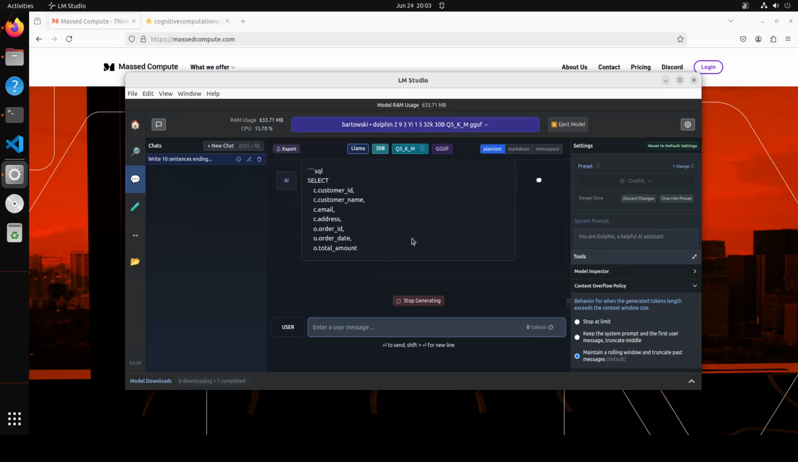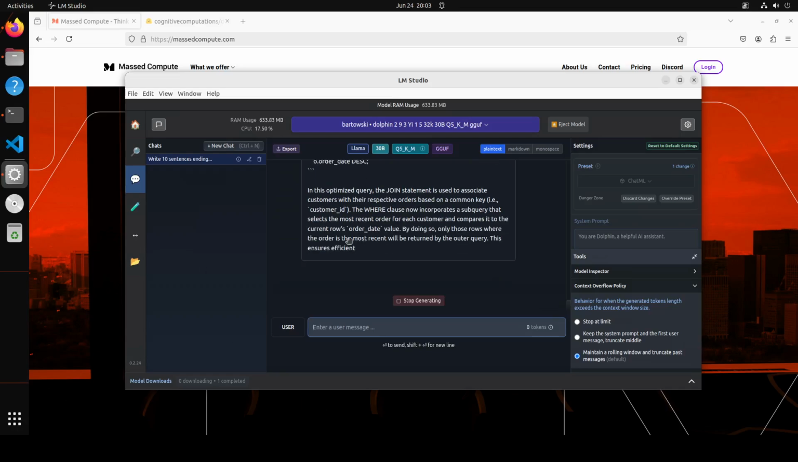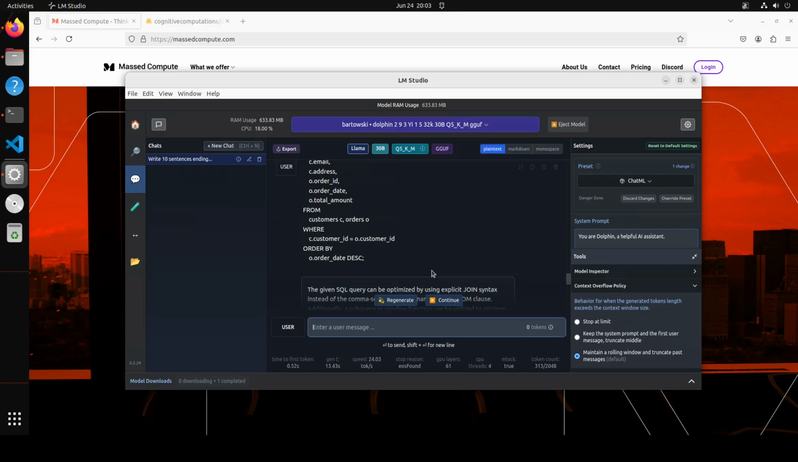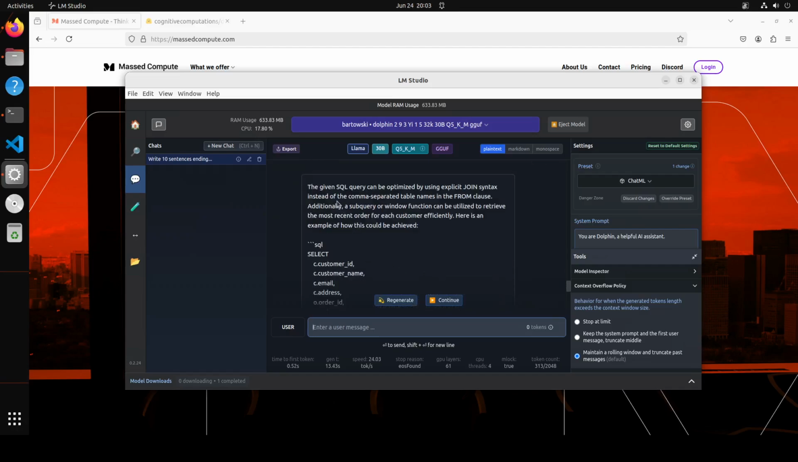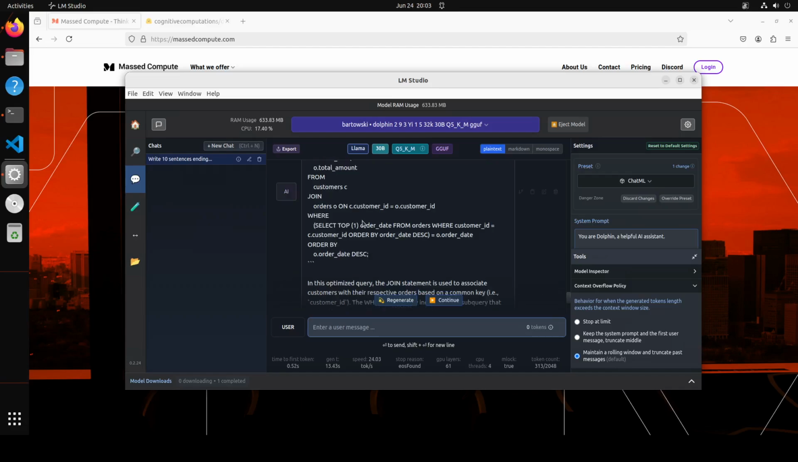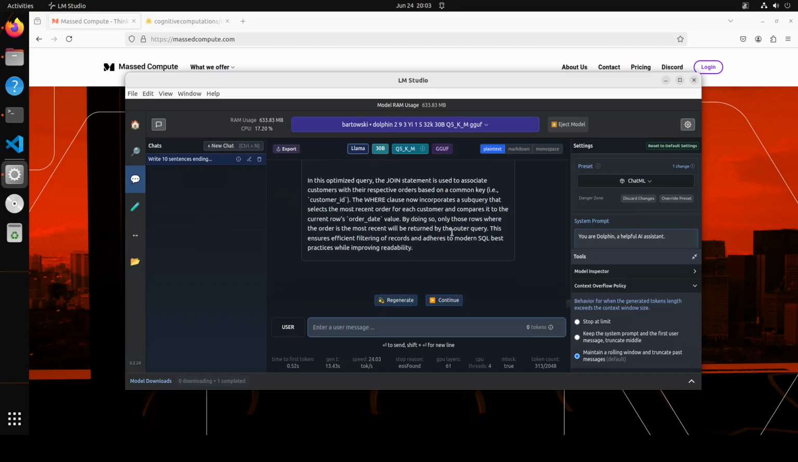Yep, I'm very impressed by the coding skills because you can see that it has very optimally rewritten the SQL. If I scroll above, you will see that it has told us what could really benefit here, like additionally a subquery or window function. That is correct. And then it has a query which is using a subquery, and then it is also telling us a synopsis of that query, what exactly it is doing. So awesome stuff.